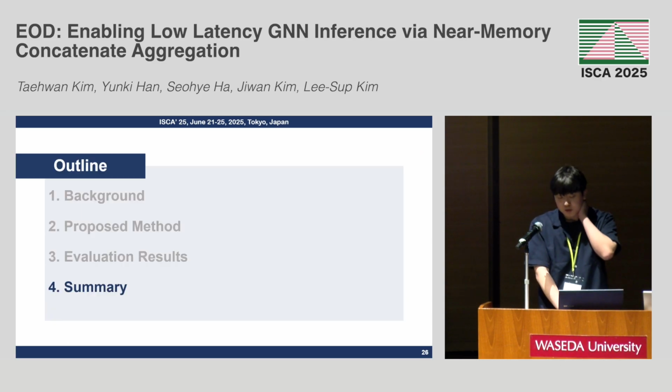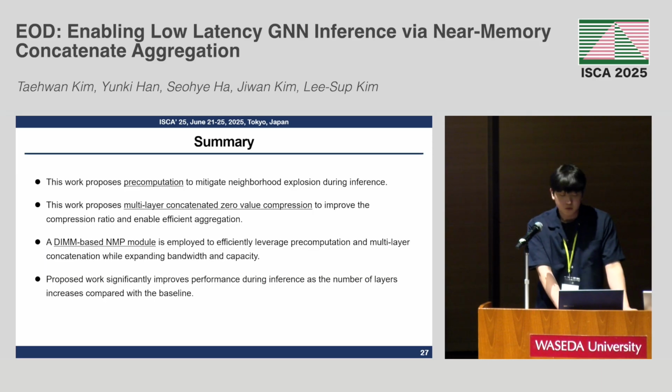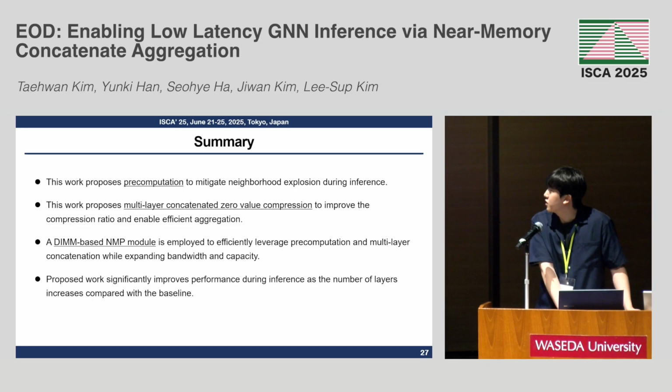Let me now summarize the key takeaways of this work. This work proposes pre-computation to mitigate neighborhood explosion during inference. And this work proposes multi-layer concatenated zero-value compression to improve the compression ratio and enable efficient aggregation. A DIMM-based NMP module is employed to efficiently leverage pre-computation and multi-layer concatenation while expanding bandwidth and capacity.